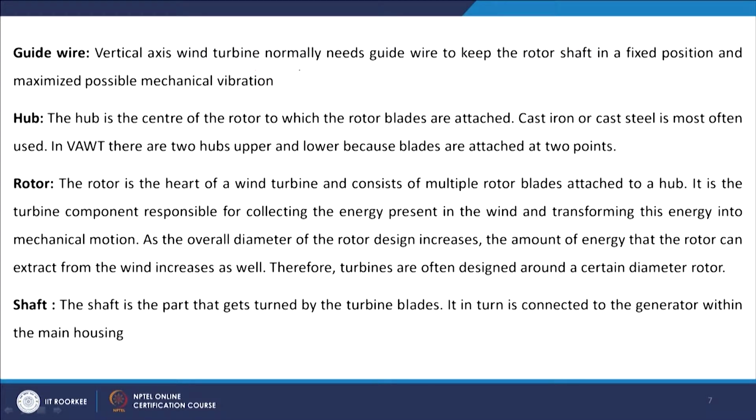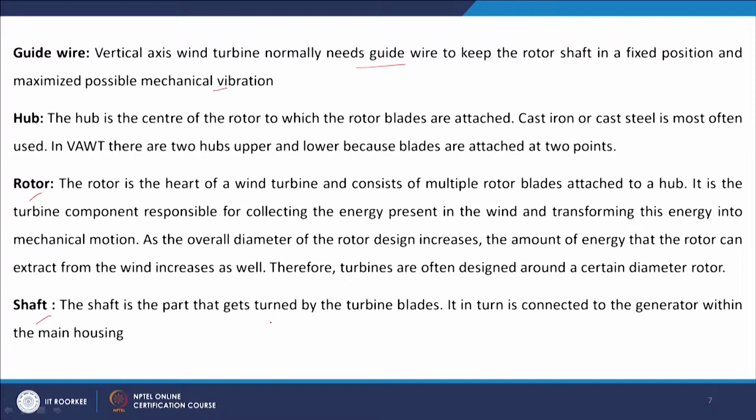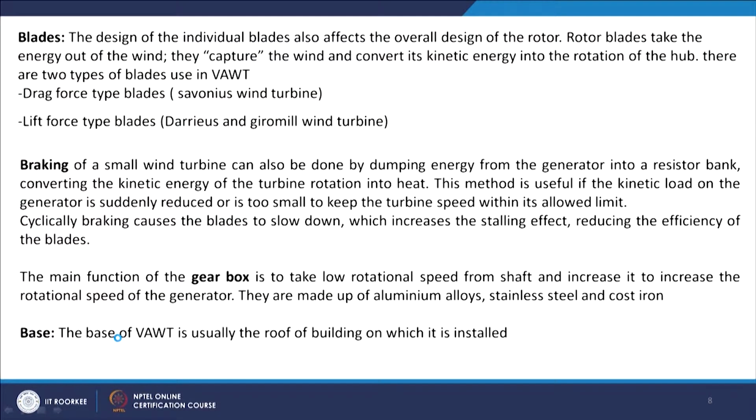The vertical axis wind turbine normally needs guide wires to keep the rotor shaft in a fixed position and minimize possible mechanical vibration. The hub and rotor we have already discussed. The shaft is connected to the turbine at one end and to the rotor at the other end. The shaft is the part that gets turned by the turbine blades, and it in turn is connected to a generator within the main housing.